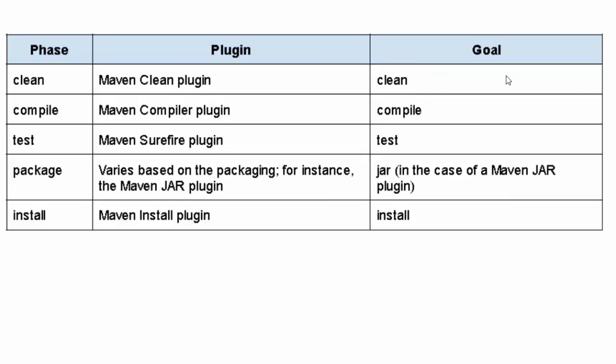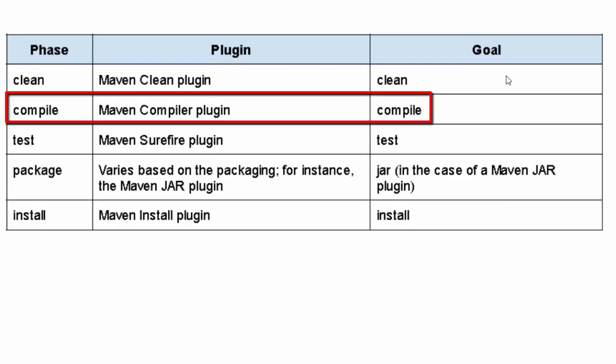Similarly, when I say mvn compile, what would happen? The compile goal from the Maven compiler plugin would be invoked. The same happens for all other cases. So when I invoke a phase, it's a logical step, but in order to execute the actual tasks, the goals need to be invoked, and these goals are part of a Maven plugin. Now within a Maven plugin, there are many goals, but overall this is the structure.